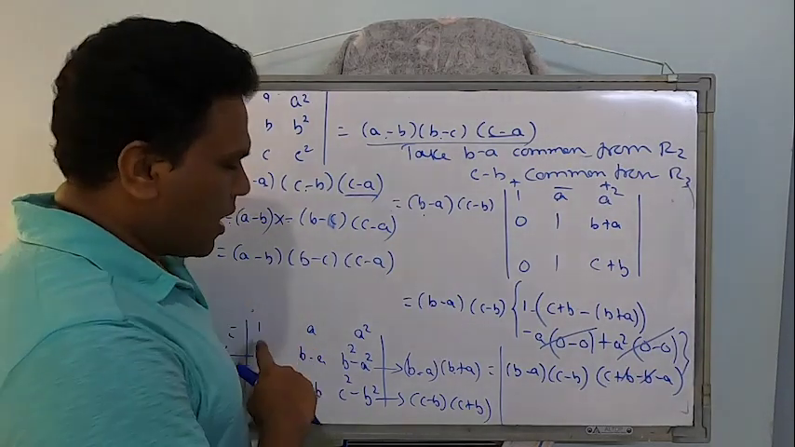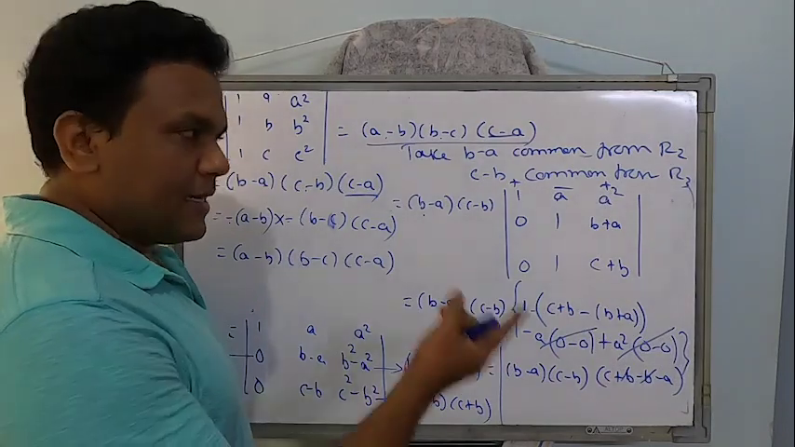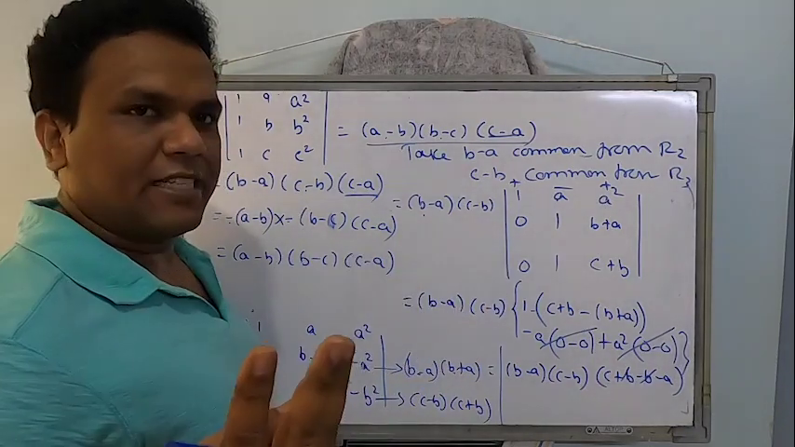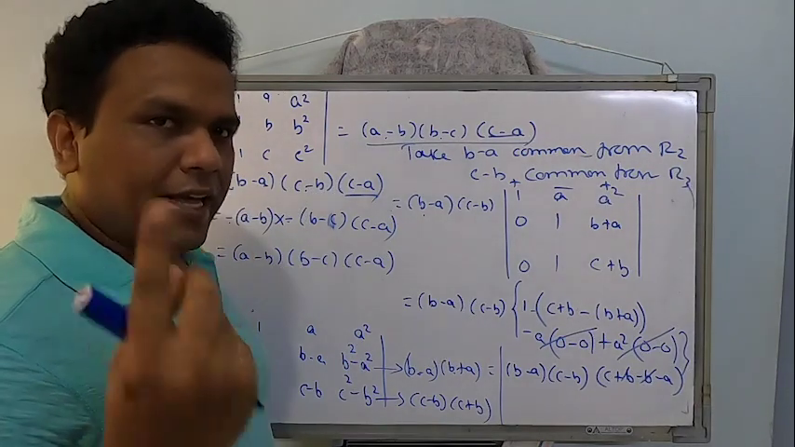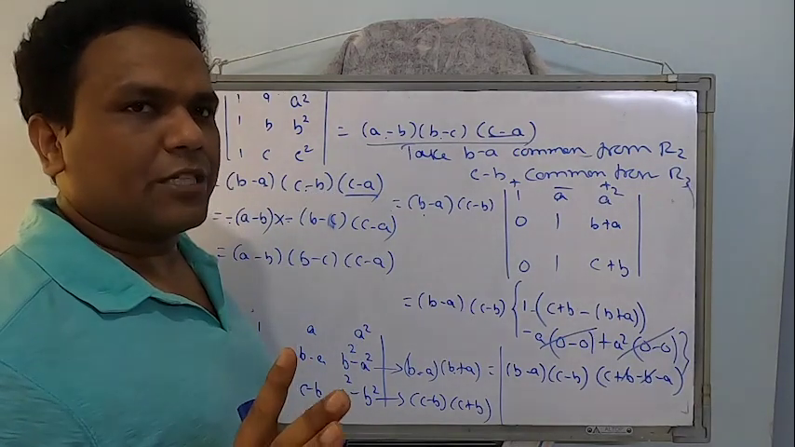Once you make it 0, of course there is a common element present. Take it outside, expand. Just 3 steps. So 3 ones will be there. We will make 2 ones as 0, take common and expand. This is the procedure.